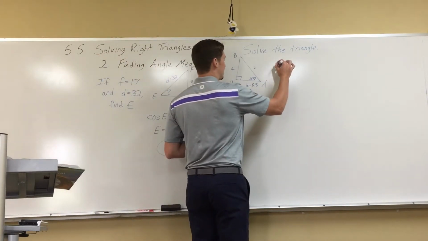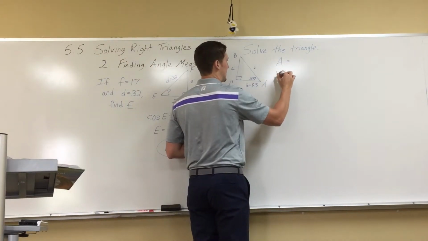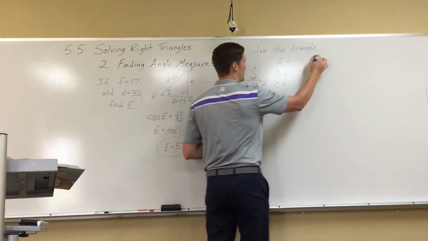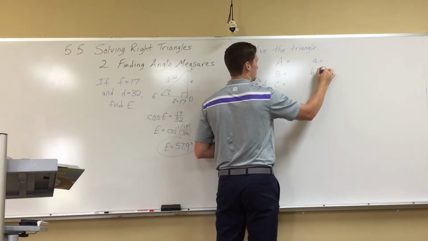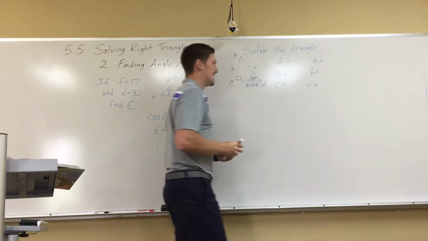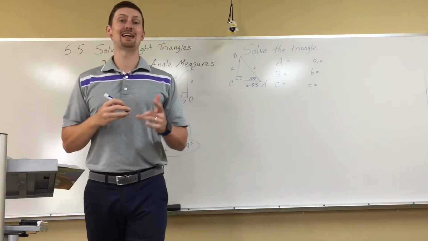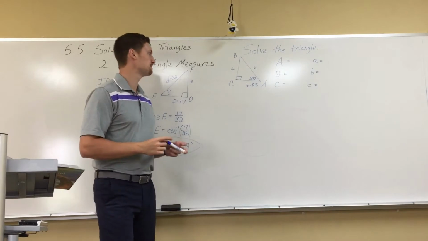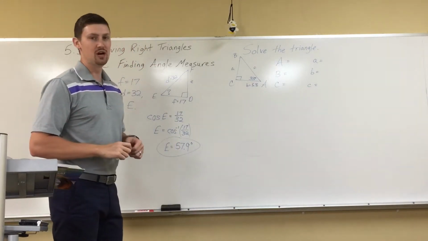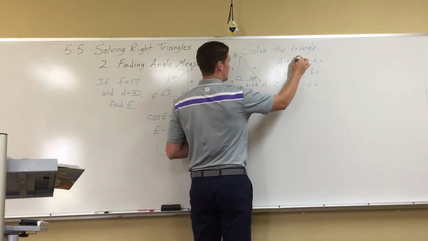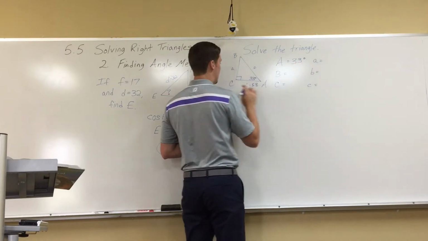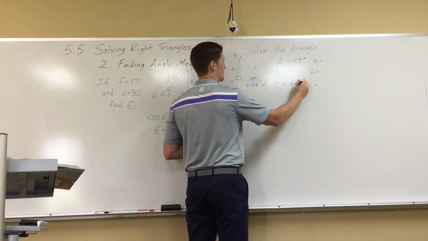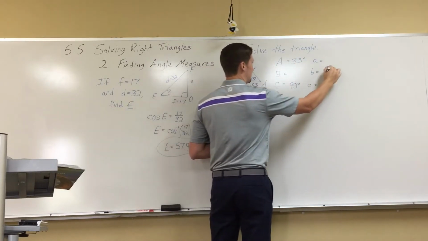So here's what I like to do. I like to just right away write this out. This is what I know I need to find in order to have my problem complete. I need to find angles A, B, C. I need to find sides a, b, c. Once I've found those six things, the triangle is solved. Let's fill in what we know. Angle A is 33. Angle C is 90. And side b is 5.8.